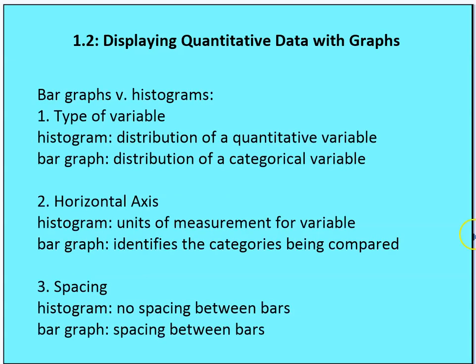Difference between bar graphs and histograms depends on the type of variable. For histogram, distribution is of a quantitative variable. Bar graph is categorical, and I'll give you an example. Horizontal axis for histogram is units of measurement for that variable. And the bar graph identifies the categories. And then histogram, no spacing between bars. And then a bar graph, there's spacing.